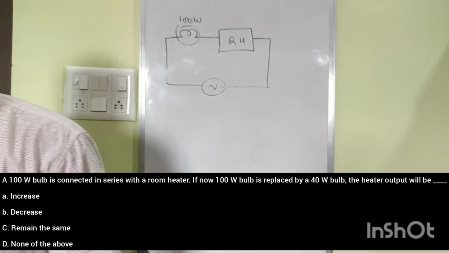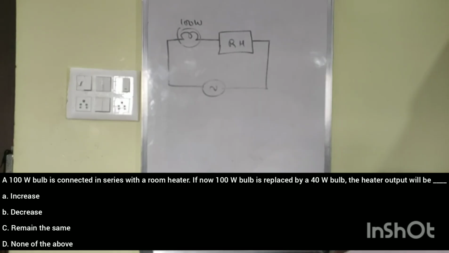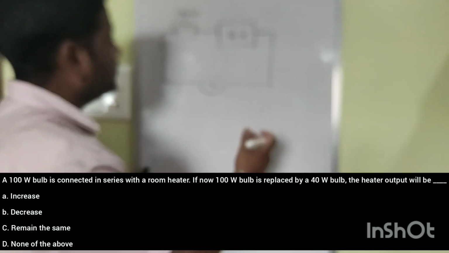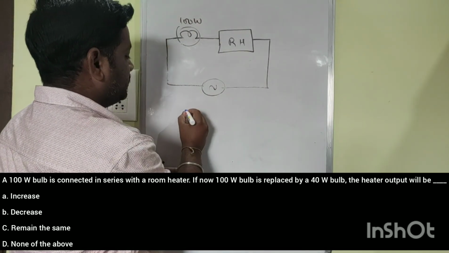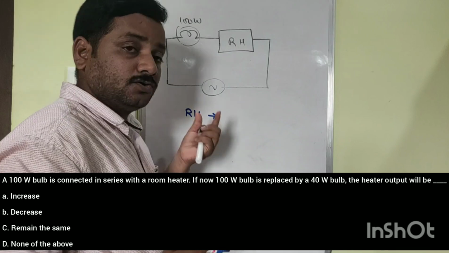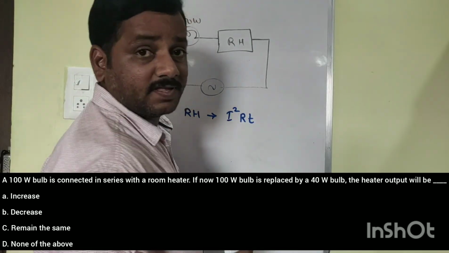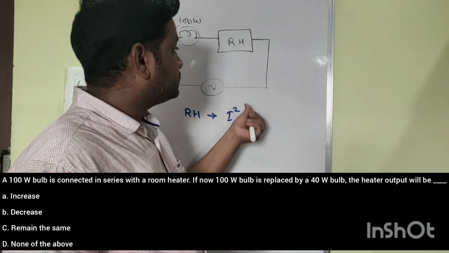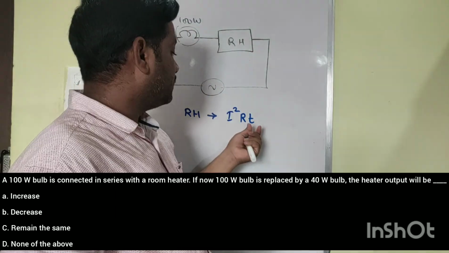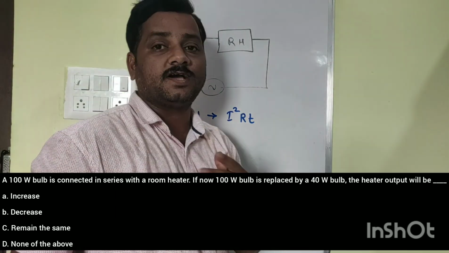That's the question. So let us change the marker here. This is a bit light. Let me take some other marker. Yeah, we have it here. See, first of all you should understand what parameters the room heater output depends on. Heat developed by the room heater can be given as I square R T. It depends upon the resistance of that particular heater, at what time the current has flowed through it, and what is the quantity of current.